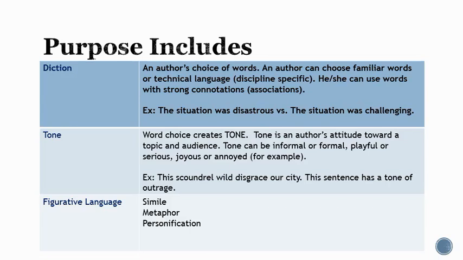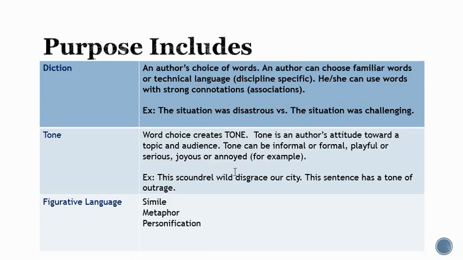Second is your tone. You may have been asked to watch your tone by your mom or dad or teachers before. Word choice creates tone. That's like when the teacher says to you, do you need help? And you say, yeah, or do you need help? Yes, please. That is a varying tone in your responses. Tone is an author's attitude towards a topic and audience. A tone can be informal or formal, playful or serious, joyous or annoyed. Those are just a few examples.